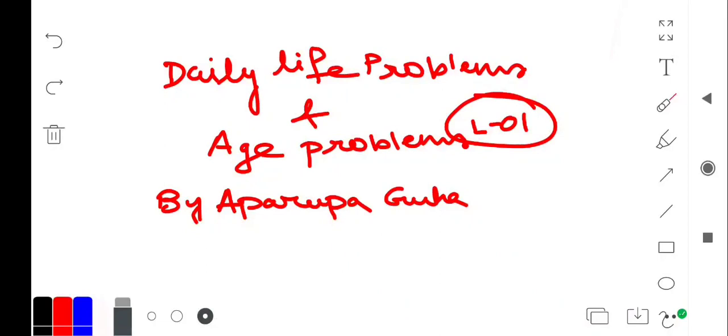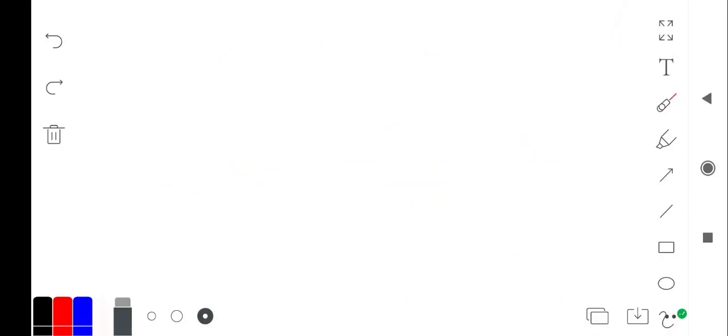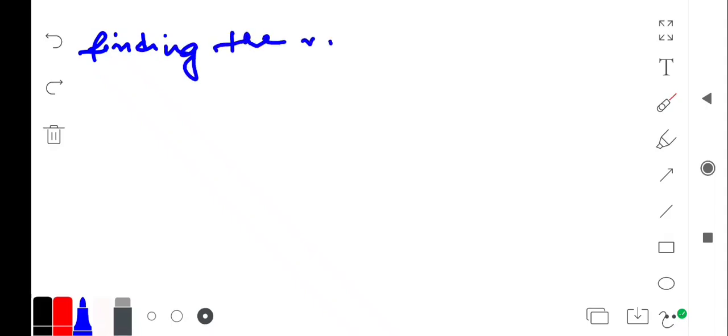So now, daily life problems and age problems. Okay, so first we have to know the finding the value of x. Okay, how can we put the value of x, okay?